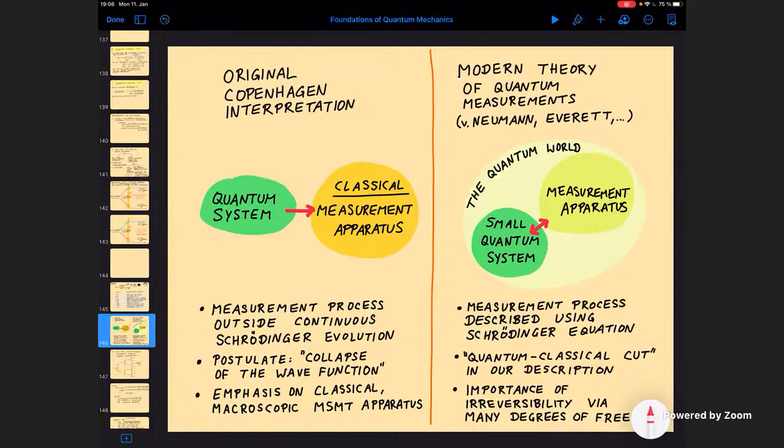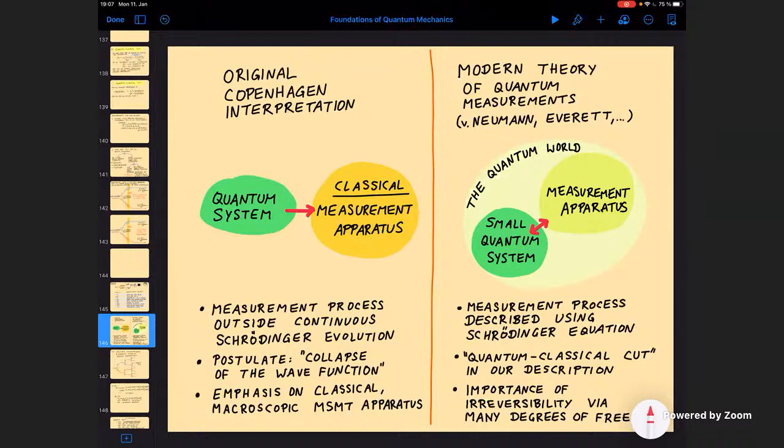Now, in the modern theory of quantum mechanics, how does it look? To summarize everything we said. This modern theory started with people like John von Neumann already relatively early. He was, I believe, the first one talking about the cut and that you can also shift it around a little bit. And then later came a person who was mentioned already, Mr. Everett. And we will say a little bit more in a moment.